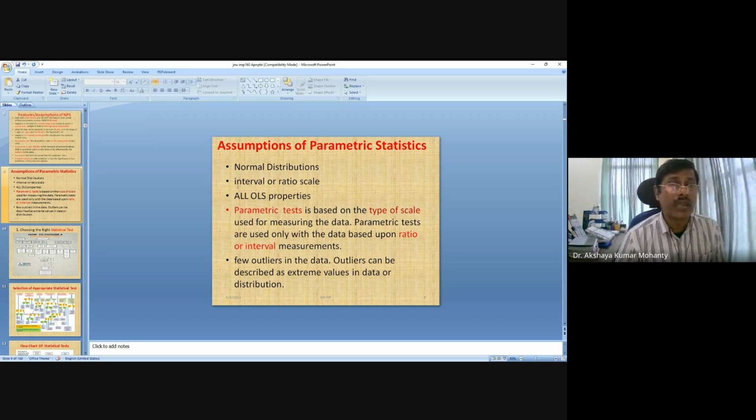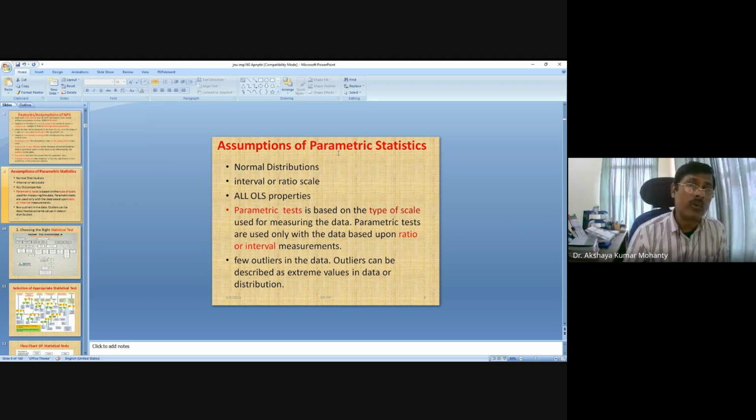Out of 4 scales, only 2 scales we can use, either interval scale or ratio scale. So these 2 scales we can use under the parametric test. Please remember this, that 2 types of scale are important under the parametric test. And all OLS, ordinary least square, properties will hold good in this parametric test. But OLS properties cannot hold good in non-parametric statistics. So these are the important things.